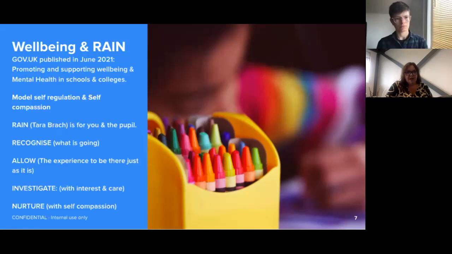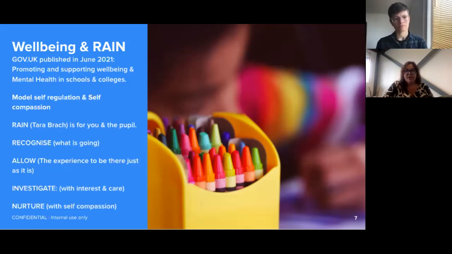So RAIN stands for recognize, allow, investigate and nurture. And what we do with this is we would recognize what is going on in the classroom. So we would recognize that Lisa comes in the classroom and perhaps throws a bag on the table. And we wouldn't necessarily say anything to Lisa at this point, and we would allow that experience to just be as it is. However, as a teacher, using the thought, the feeling and the behaviour, our thought would be, this doesn't look like Lisa. Lisa wouldn't normally behave like this. I will just give Lisa a couple of minutes, or I will acknowledge Lisa and perhaps smile at her.